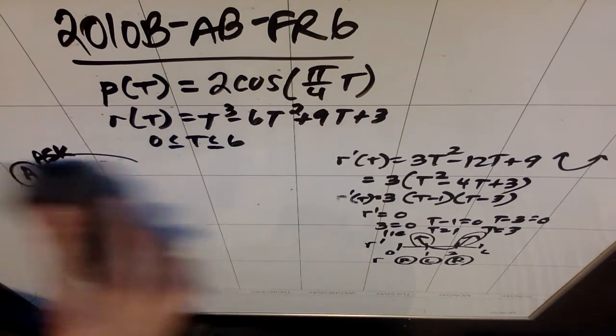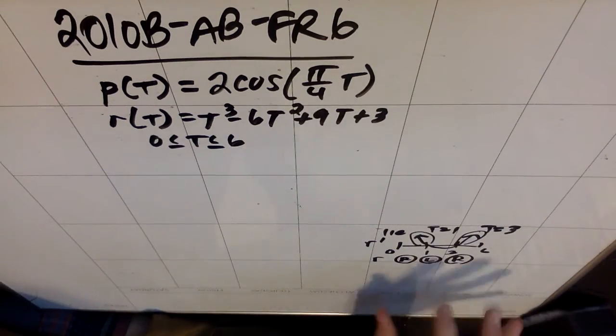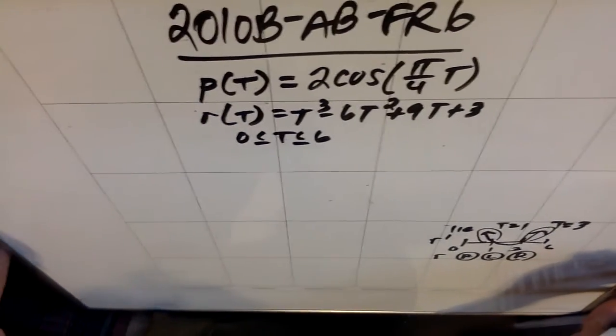So I'm basically going to do the same stuff that I just did for R, but I'm going to do it for P. So I'm going to keep this in case we need it, because we should need it if everything goes all right.